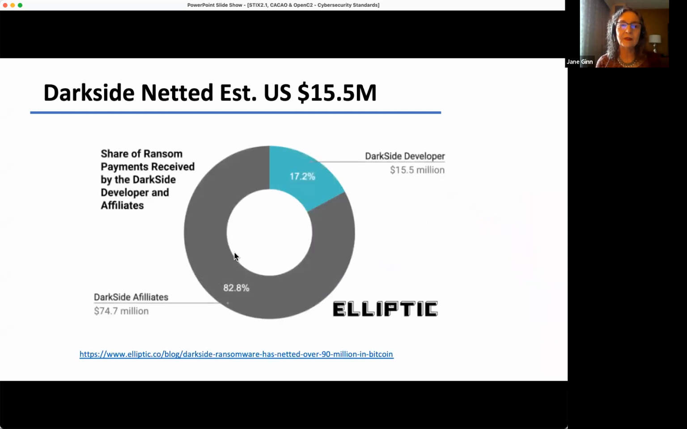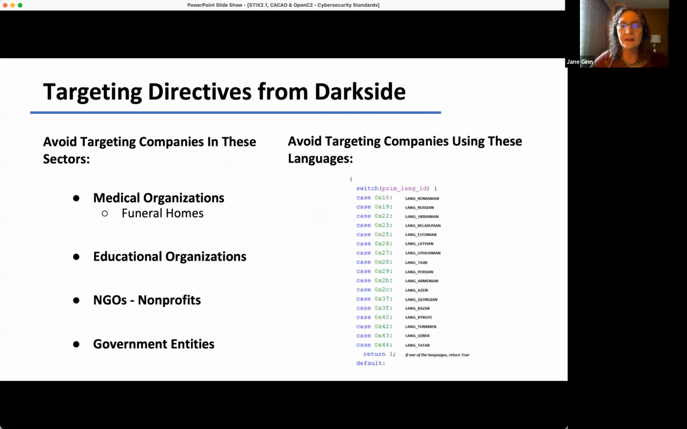Next slide, please. One other aspect of this was we saw that DarkSide netted about 15.5 million, while at least 47 affiliates, there are likely more, netted about 74.7 million during that time period that the data were published. Now, there were some interesting directives from DarkSide to their affiliates, and that is that they should avoid targeting companies in medical organizations, including funeral homes, educational organizations, NGOs, and government entities. And you could also see from this screenshot that there were certain languages in the CIS that were also directed to be avoided.